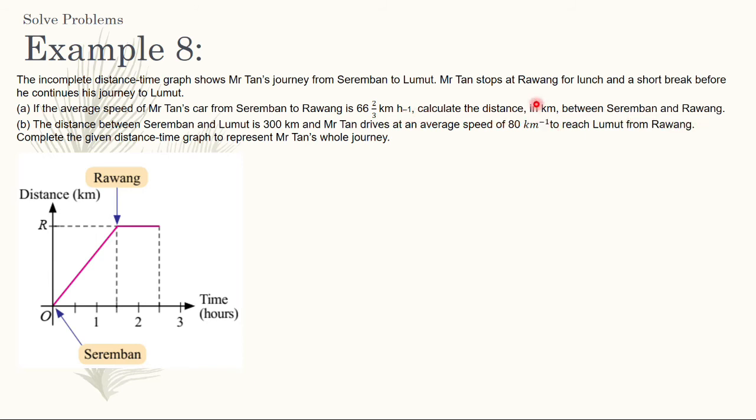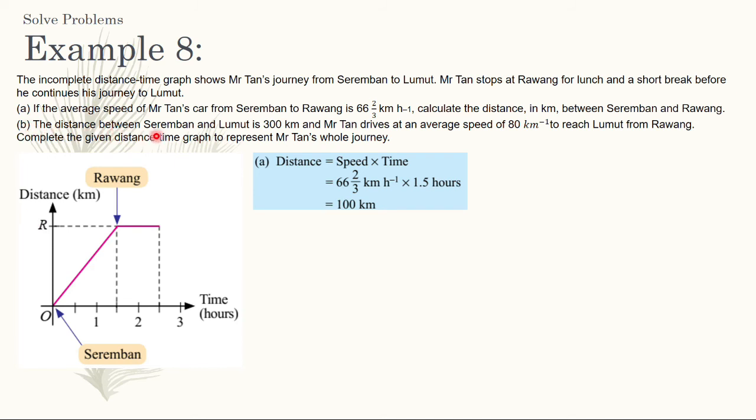and Rawang. So you were given the average speed. If you want to calculate the distance, distance is equal to speed times time. So it will be 66 2/3 multiplied by the time here, it is 1.5. So you will have 100 kilometers. Okay, that's the distance between Seremban and Rawang. So this part is 100 kilometers.